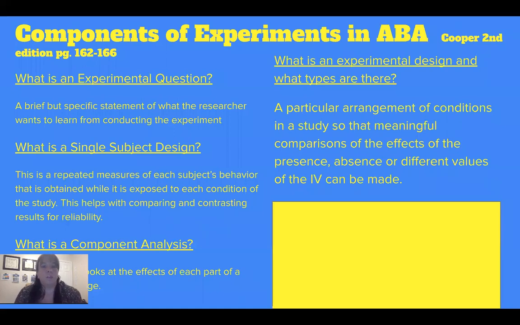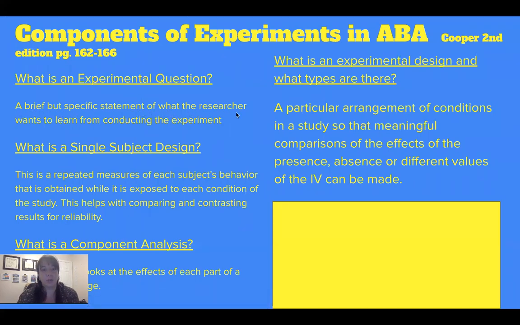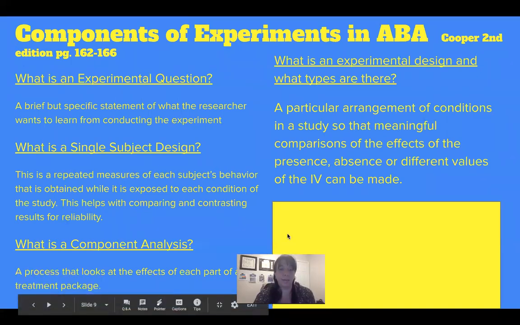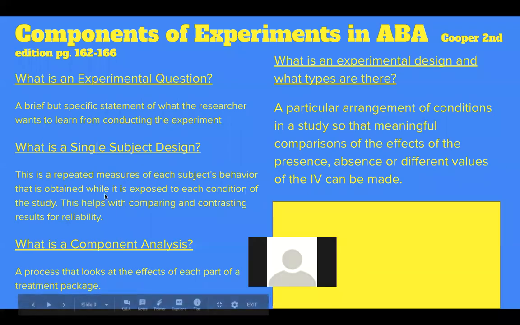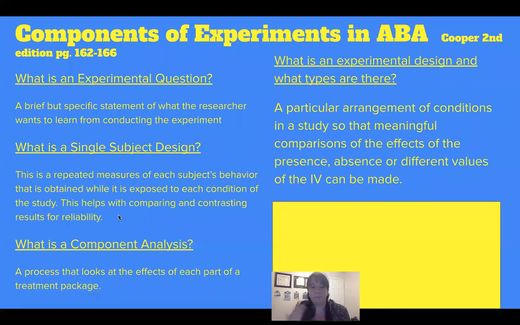All right. Components of experiments in ABA. This is on pages 162 to 166 of the second edition of Cooper. What is an experimental question? An experimental question is a brief but specific statement of what the researcher wants to learn from conducting the experiment. It could also be a question. It could also be a statement. All this information comes straight from Cooper, and I just grab all the information I can and put it on there, but if you guys want to add anything, go ahead. Thank you, Rita. Welcome.